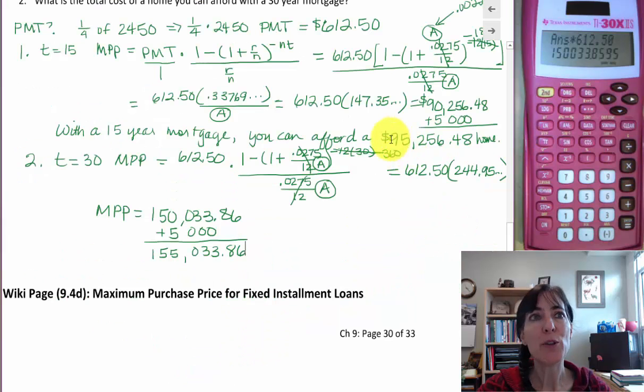So the reason you would want to, this is with a 15-year mortgage, a $95,000 home, and if you take out a 30-year mortgage, you have more time to pay it, so your $612.50 goes further, and you could afford a $155,000 home instead of a $95,000 home. So that's the benefit of a longer purchase period.